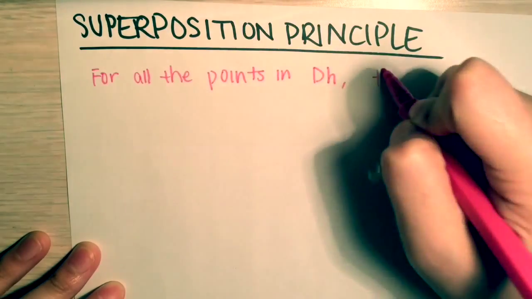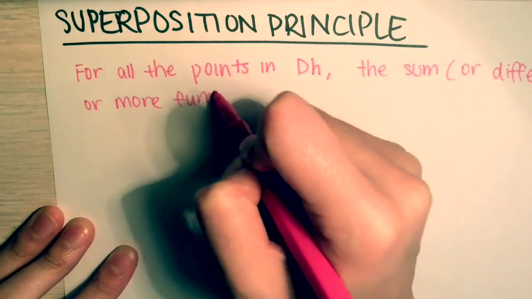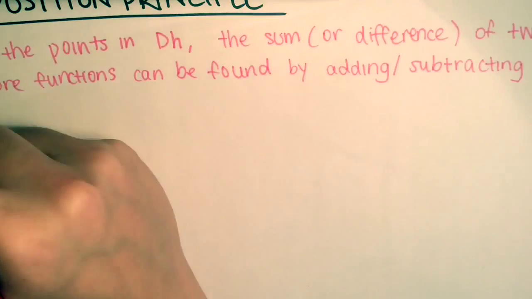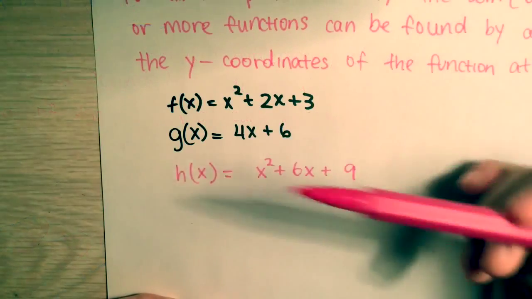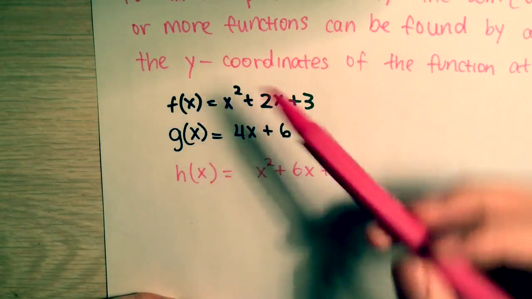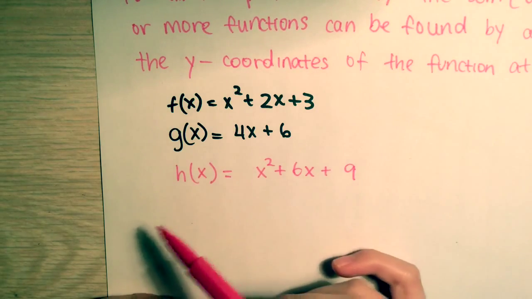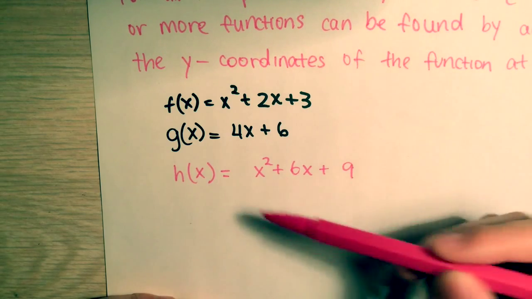So the superposition principle states that for all the points in the domain, the sum or difference of two or more functions can be found by adding or subtracting the y-coordinates of the function at each x-coordinate. So let's take back the two functions that we had earlier. The first was f(x) and the second one was g(x). And we made a new function called h(x) in which we added these two functions together to form a new function.